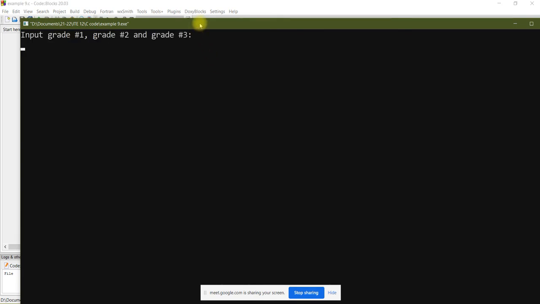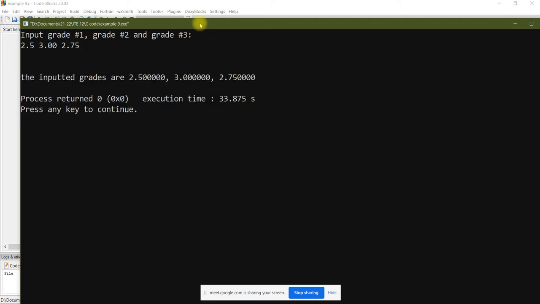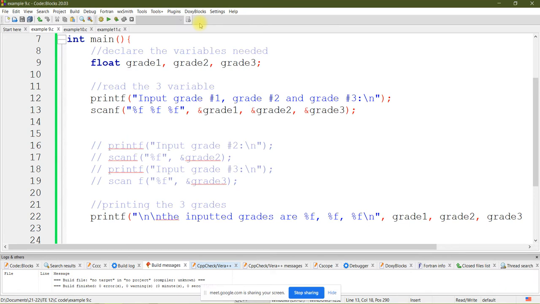So, input grade 1, grade 2, and grade 3. So, try 2.5, 3, and 2.75. Actually, just a side note about these grades, you will be happy about them when you are in higher years. Alright, and then let's press enter. And yes, the input was correct: 2.5, 3, and 2.75.